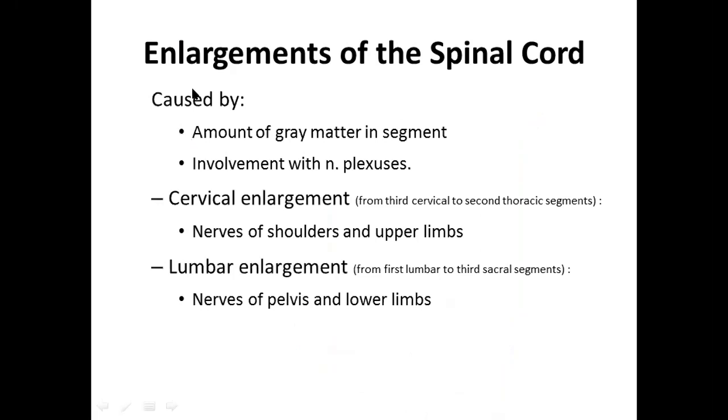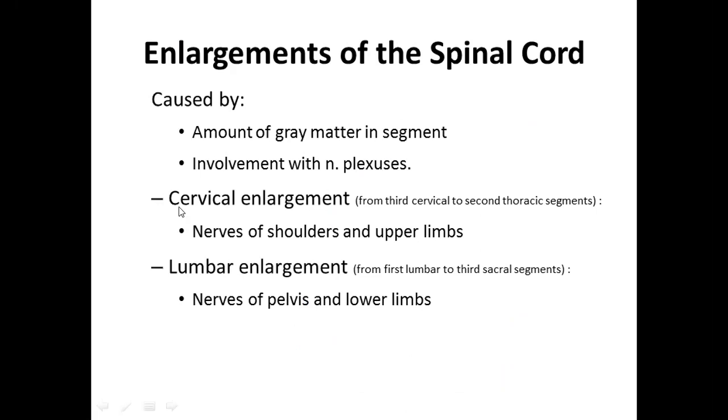The enlargements of the spinal cord are caused by the amount of gray matter in the segment. This increase in the gray matter in the segment gives enlargement. And this is present at the sites involved in the formation of plexuses. Okay, there are two enlargements of the spinal cord.